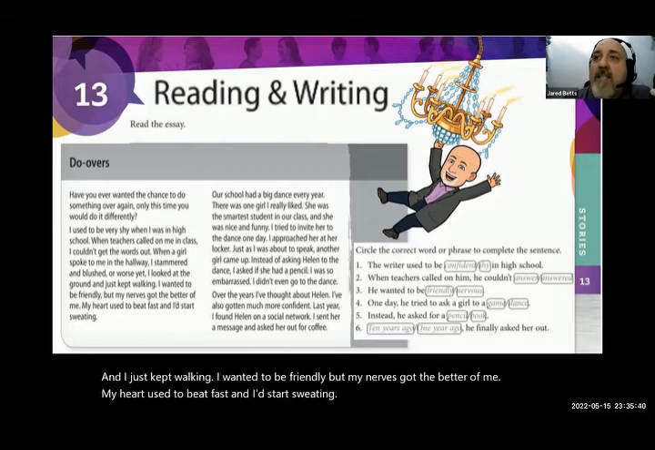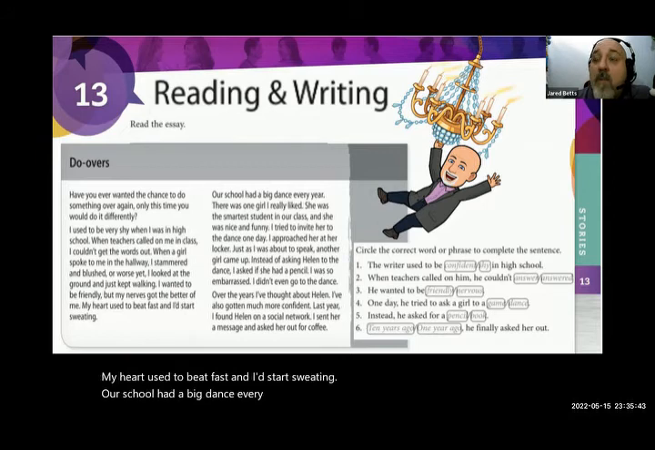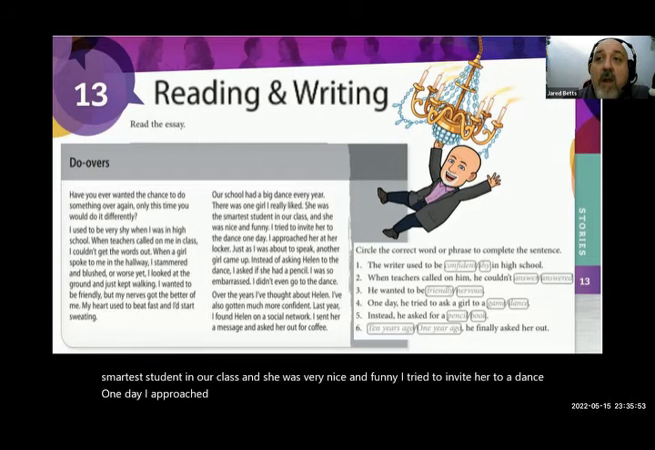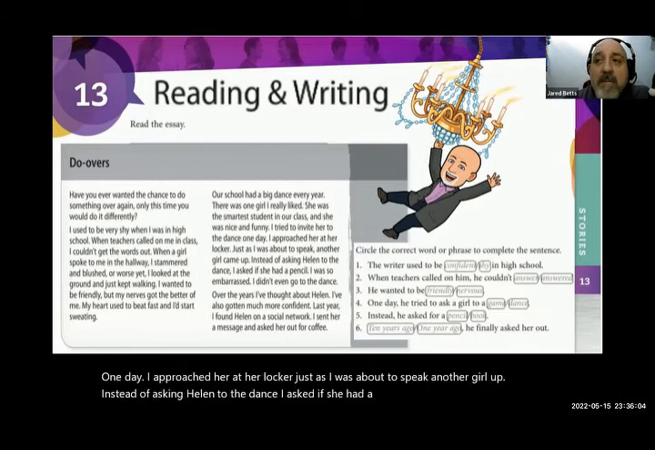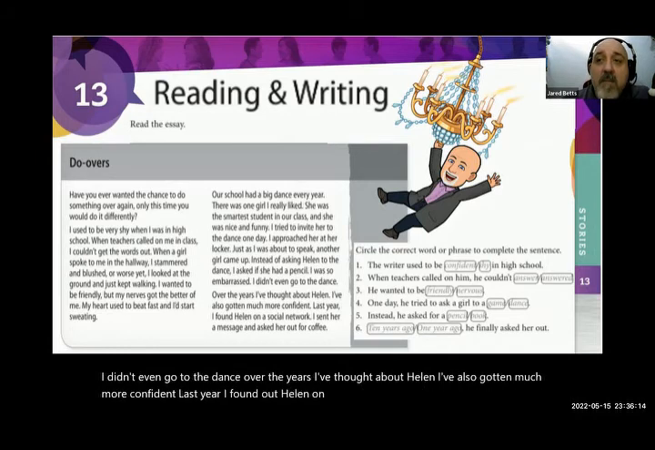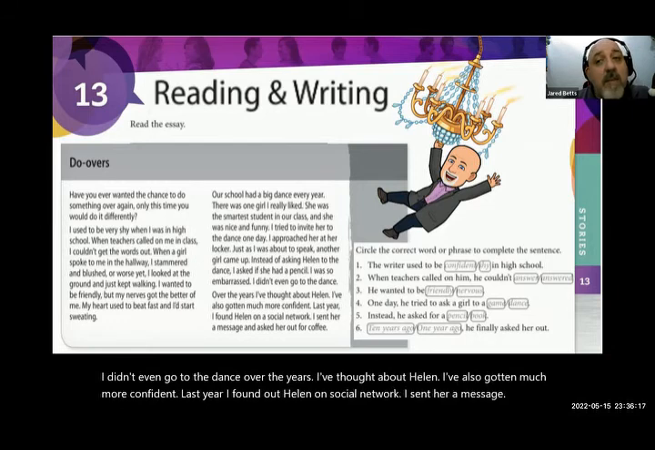Our school had a big dance every year, and there was one girl I really liked. She was the smartest student in our class, and she was very nice and funny. I tried to invite her to a dance one day. I approached her at her locker. Just as I was about to speak, another girl walked up, and instead of asking Helen to the dance, I asked if she had a pencil. I was so embarrassed. I didn't even go to the dance. Over the years, I've thought about Helen. I've also gotten much more confident. Last year, I found Helen on a social network. I sent her a message and I asked her out for coffee.